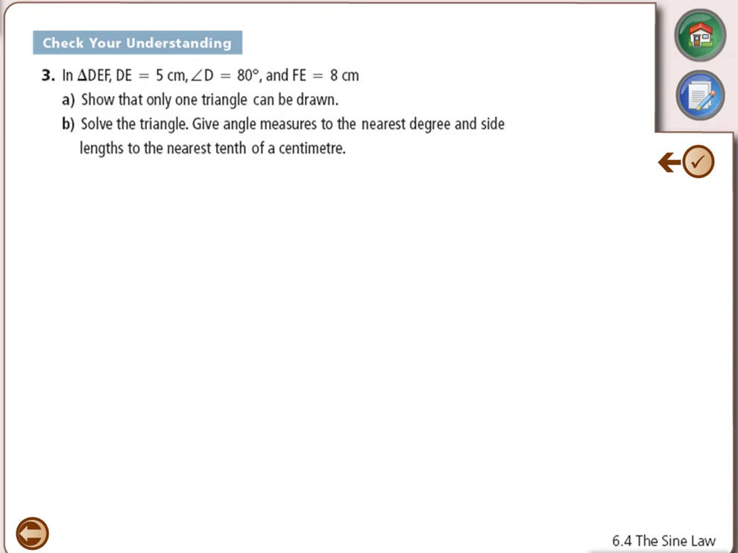All right, let's check out this one. A triangle DEF. Let's draw it first, and we want to know that only one triangle can be drawn here. So let's start it up. I've got D to E to F. They're telling me that angle D is 80 degrees. They're telling me that D to E is 5 centimeters. And F to E is 8 centimeters.